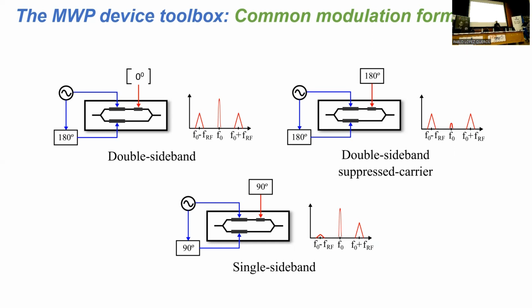We just use it to suppress either the upper or the lower sideband, and with that, we avoid the destructive interference that arises in the signal beating in the photodetector, and therefore we can have systems that are immune to dispersion.